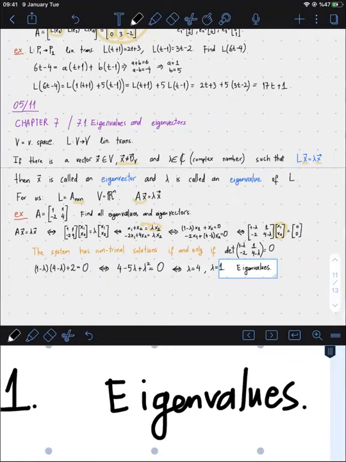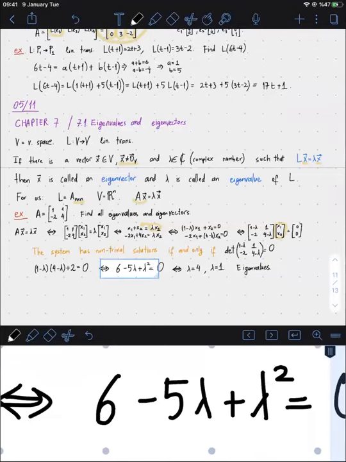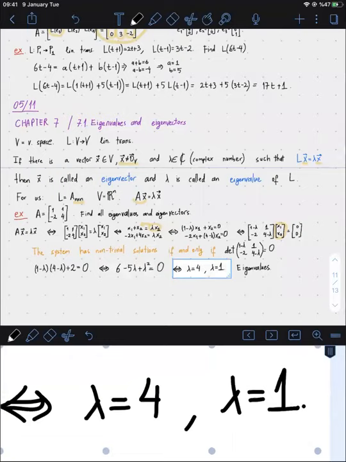Did I do this wrong? Lambda squared. Oh, I'm sorry, I did this wrong, right? So this will be 6. This will be 6. So what are the eigenvalues? So the eigenvalues will be 2 and 3, sorry. Eigenvalues will be 2 and 3. Right?